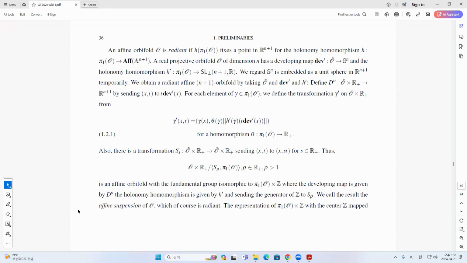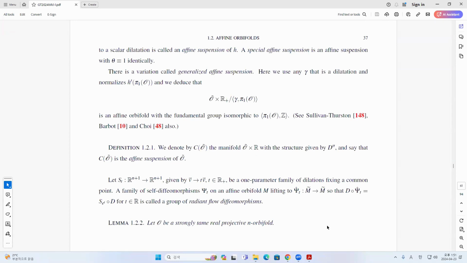Then the quotient is called the affine suspension of O, and it is of course a radiant affine manifold here. The special affine suspension is a suspension where theta is 1, and the variation is called a generalized affine suspension. Then we deduce that it is an affine orbifold with fundamental group isomorphic to this. Okay. So given Õ, when you denote by SC_Õ the manifold Õ times R with structure given by dev', we say that it is the affine suspension of Õ. So in this case, there is no group.